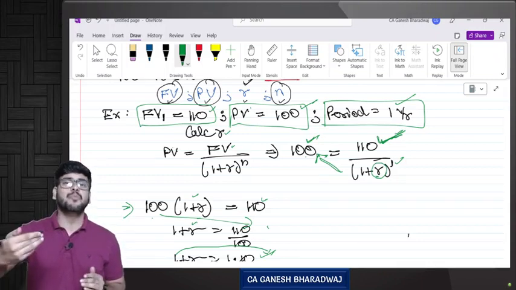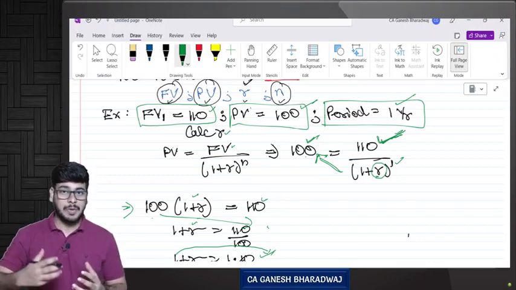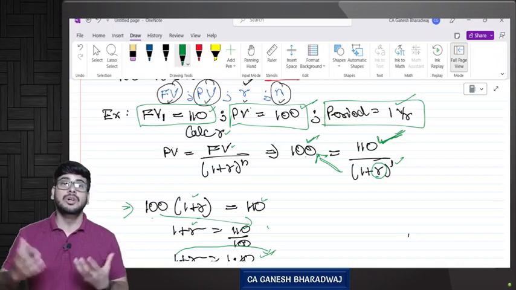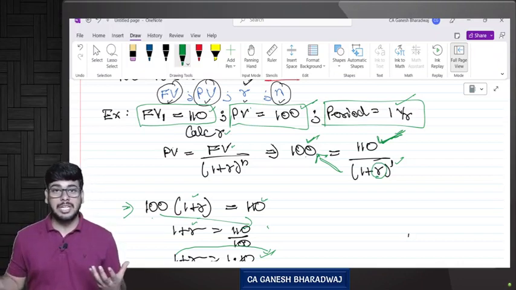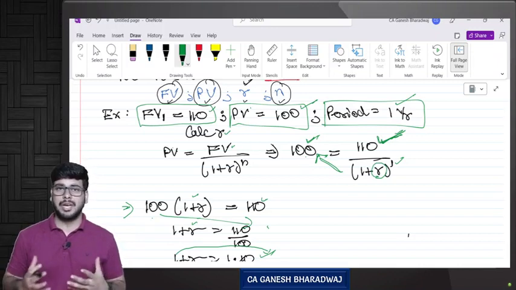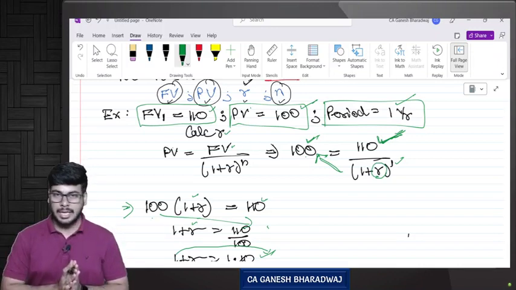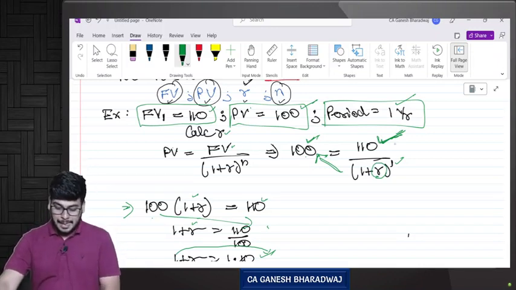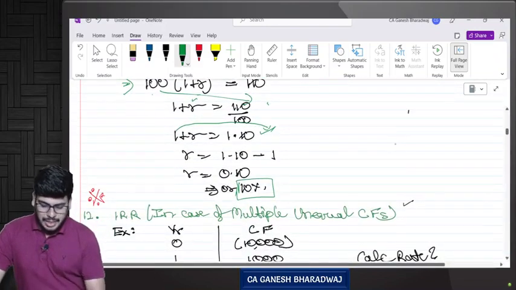In a few minutes from now, as we enter into calculation of IRR when there are multiple cash flows, you will completely understand the big picture of it. Why are we calculating? All of that you will understand. Are you clear with this? Yes. Now, let's move to the next concept.